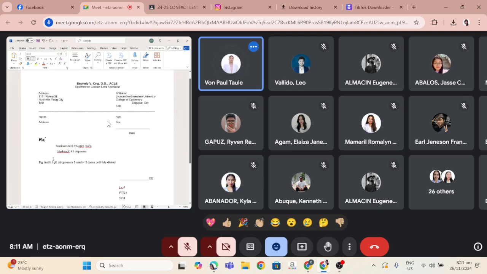And below this one is the inscription, which contains the following: the generic name, which may include the trade name of the drug, its concentration, and its dosage form. So here in this sample, we have a diagnostic drug, which is tropicamide, and we are going to use a 0.5% solution, the trade name is Midriasil, and the dosage form is a number 1 dispenser.